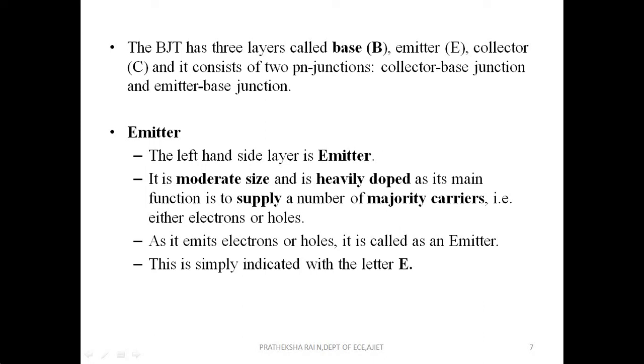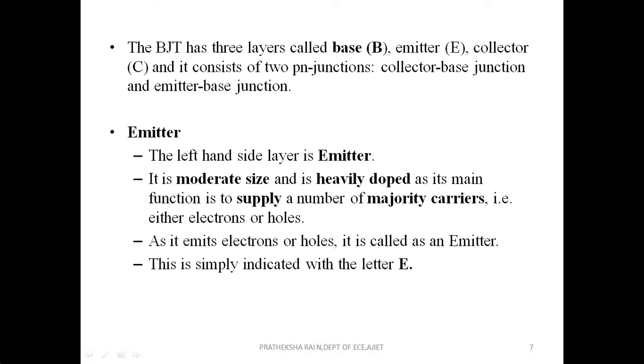Okay, so we will understand what transferred resistor means, but by now you know that for the bipolar junction transistor there are two types of configuration, that is NPN and PNP. Okay, and BJT is a three terminal device where we have base, emitter and collector, and it consists of two PN junctions, collector base junction and emitter base junction. The emitter is the leftmost layer which is heavily doped. Emitter is heavily doped and it is moderate in size. Very important.